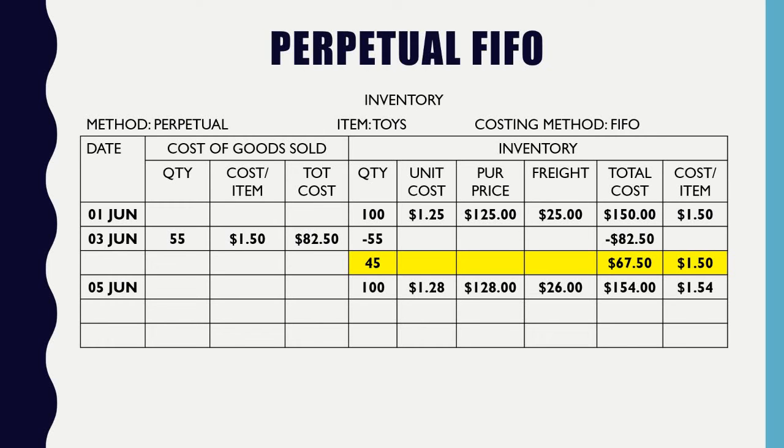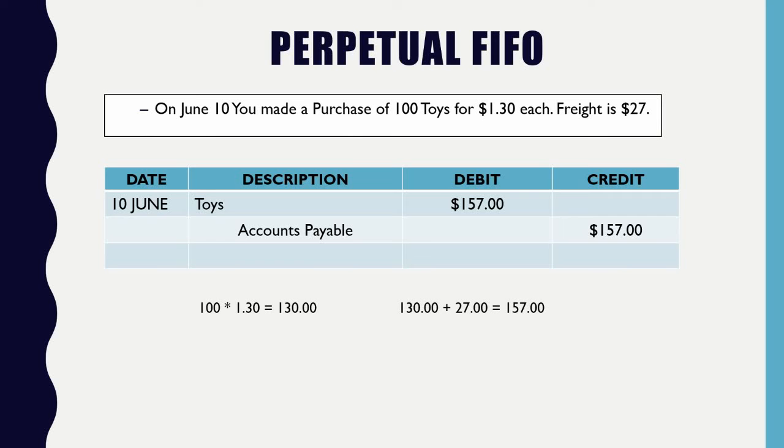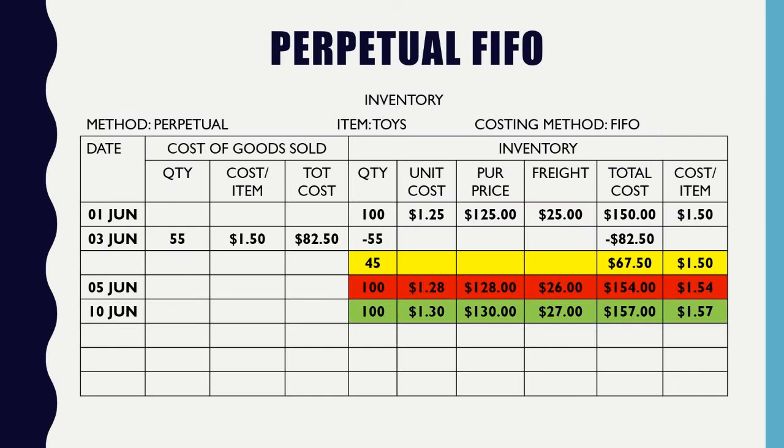And of course, like I said, if it helps you, I'm going to color it in. So at least I know yellow batch came first, red batch came next. Okay. So then let's see what else happened. Then on June 10, you made another additional purchase of 100 toys at $1.30 with a freight costing you $27. So again, I just throw that in there. And that's what I do, and I make another color reference, right? This time it's green. All right, so now I know batch number 1 is yellow, batch number 2 is red, batch number 3 is green.